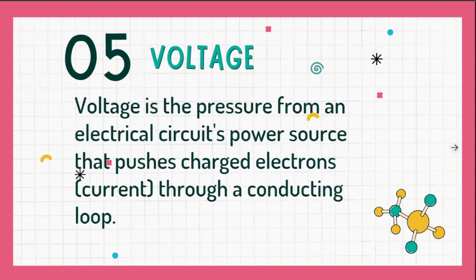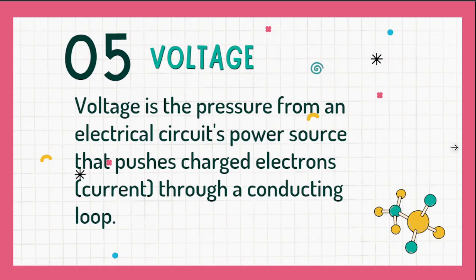What's the power source? Like we have seen in the electric circuit, it's the battery. So that force or pressure that is applied, for which the electric charges flow, which we call the current, through a conducting wire or electric circuit, is known as voltage.